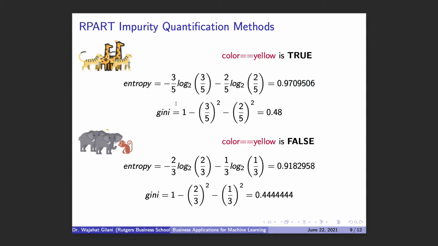I do the same thing with Gini. 1 minus 3 giraffes out of the 5 animals, squared, minus 2 cheetahs over 5 animals. Square that bad boy, I get 0.48.